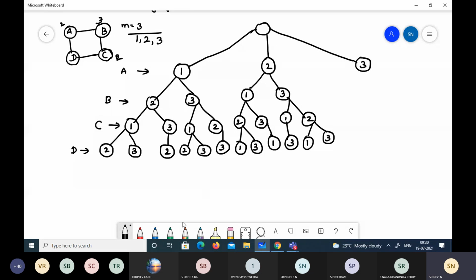Now you have to do it for the third. When A is colored with 3, what are the possible colors for the others? A we have taken 3. Can you do this? This part will you do and share me the screenshot? Yes, ma'am. All of you try doing this. What are the possible colors when A is colored with 3?